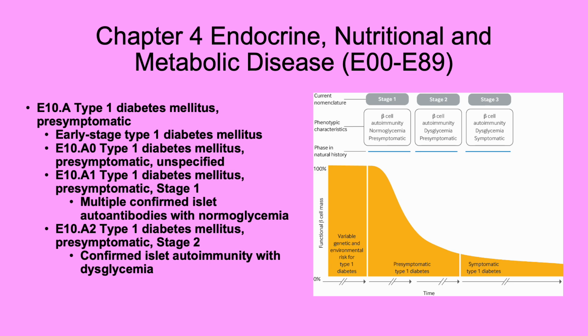So it's type 1 diabetes, but it's pre-symptomatic. The patient does not yet have any symptoms of diabetes, but they have the type 1 diabetes. So this is important so they can start treatment early. E10.A0, A1, and A2. So type unspecified, stage 1, and stage 2. So this is a brand new category or subcategory.